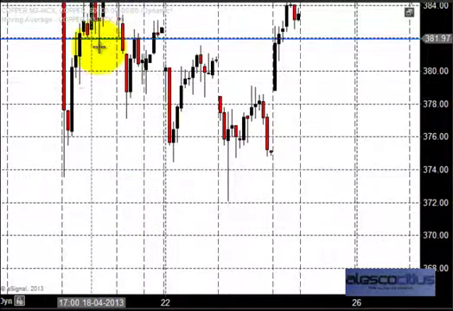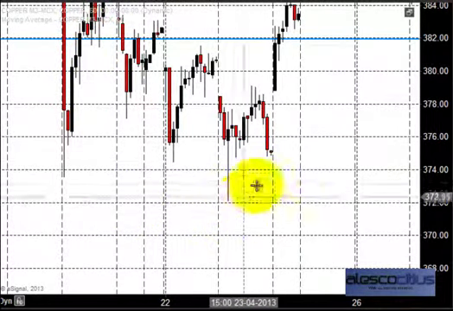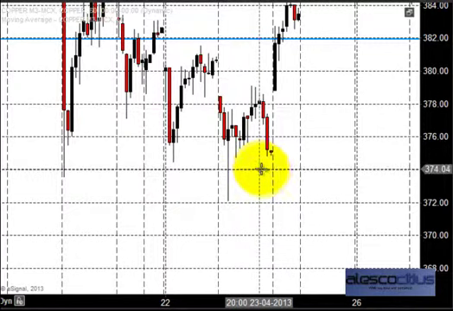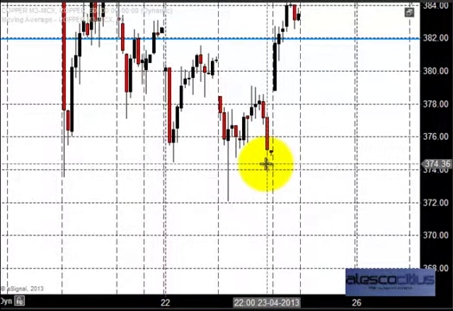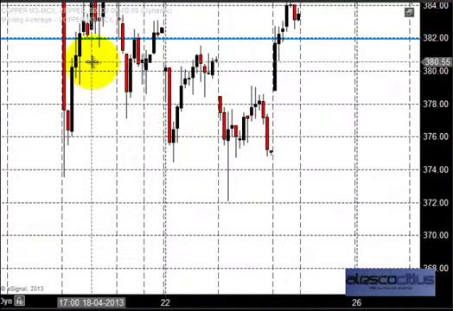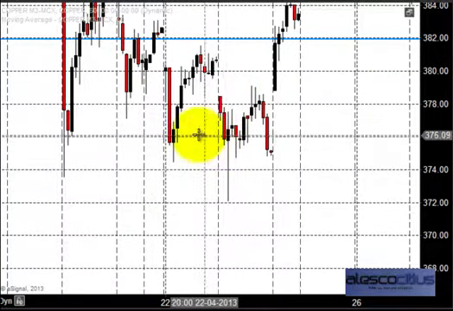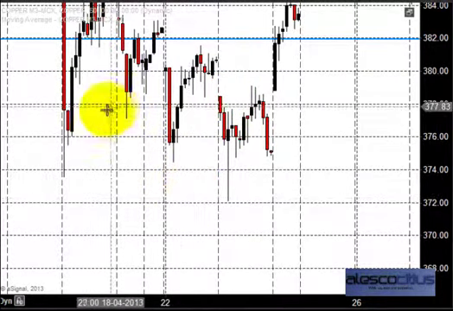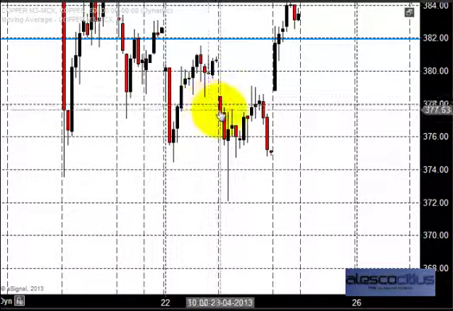You can see the price tested this 372. So many times the price tested this 374. And for you, we can say that we had moved to the next contract. Since this contract is expected to expire soon, we had moved to the next contract.